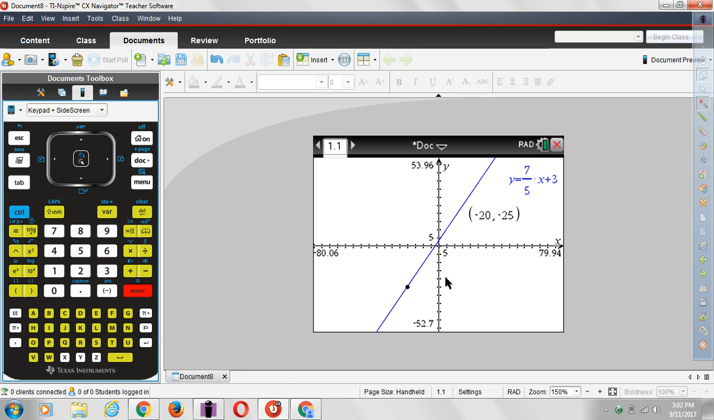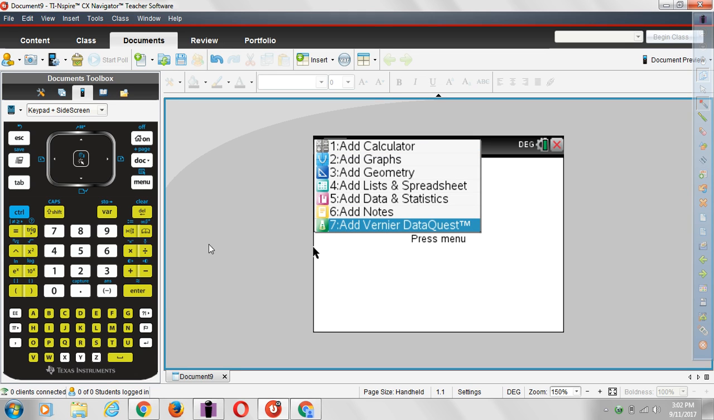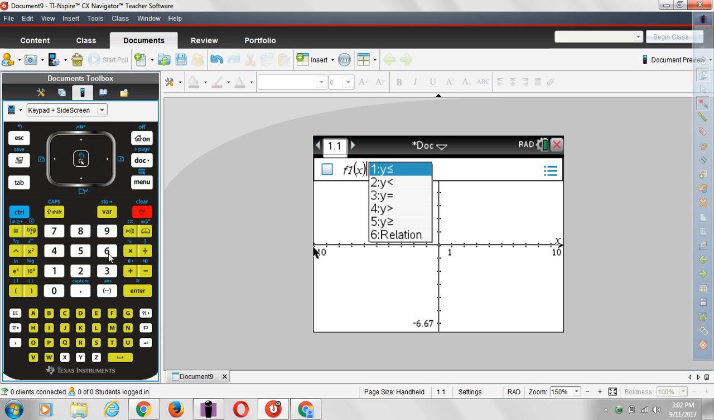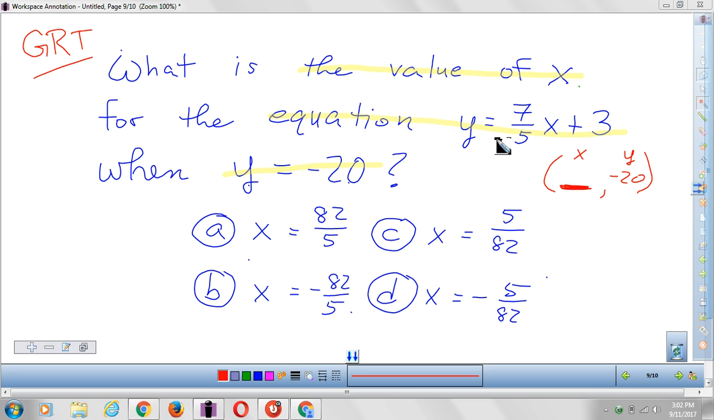So first, I have some junk in the calculator from my previous video. I need to clear out that junk. So Control N and put no. All right. I know I'm doing GRT, so I'm going to choose Graph, which is option 2. I'm going to delete the equal sign and choose Relation, which is option 6. And now I'm going to copy in my y equals 7/5 x plus 3.